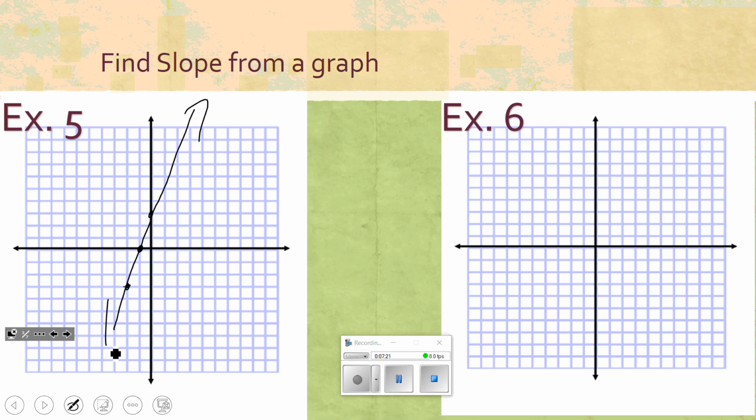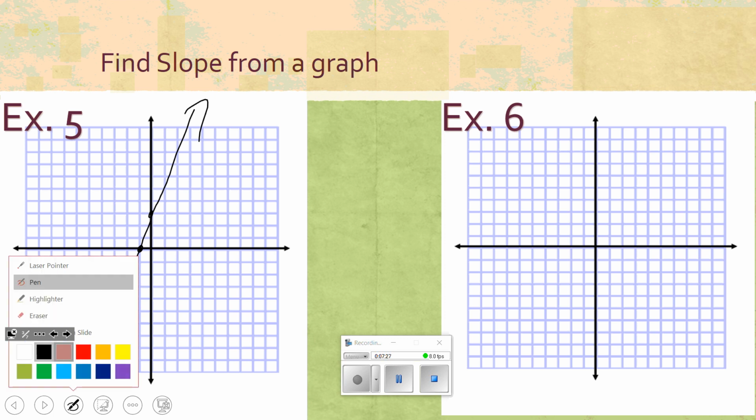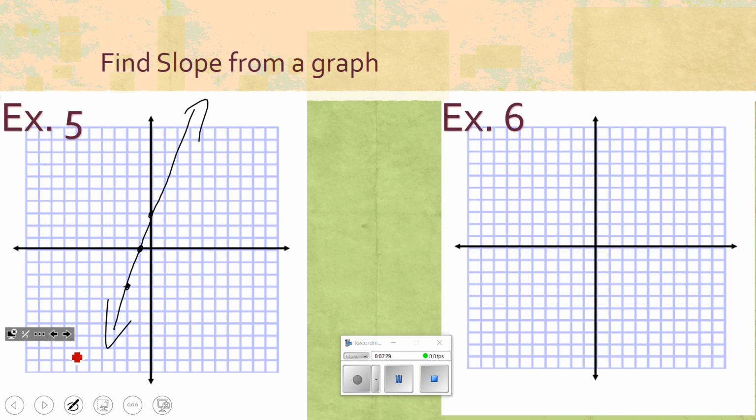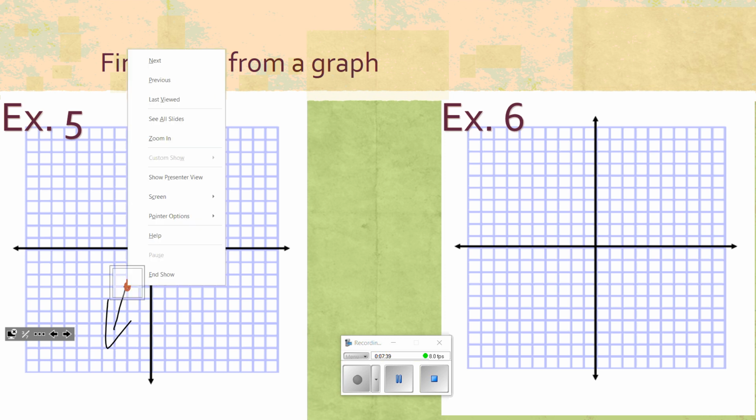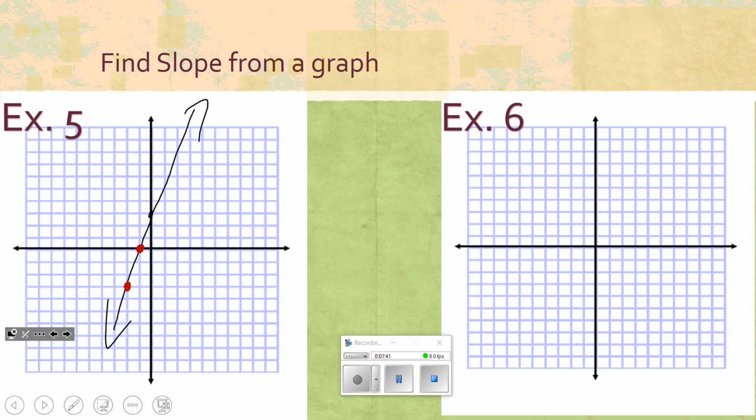All right. So what we're going to do to find slope from a graph is you need 2 clear points. So I'm going to find 2 clear points. I'm going to use this point. I'm going to use this point. And what we're going to do is we're going to count rise over run. Rise means I'm going to go up first. So if I go up 1, up 2, up 3.